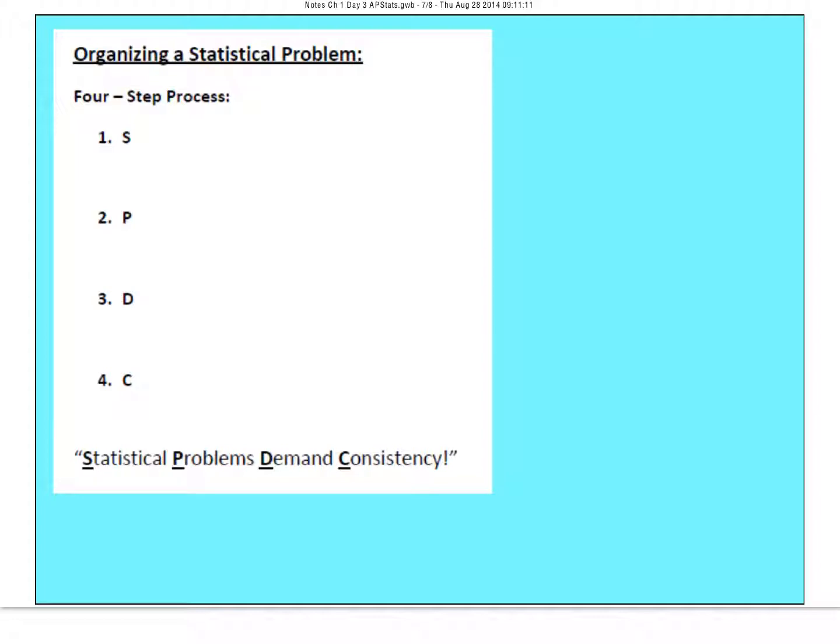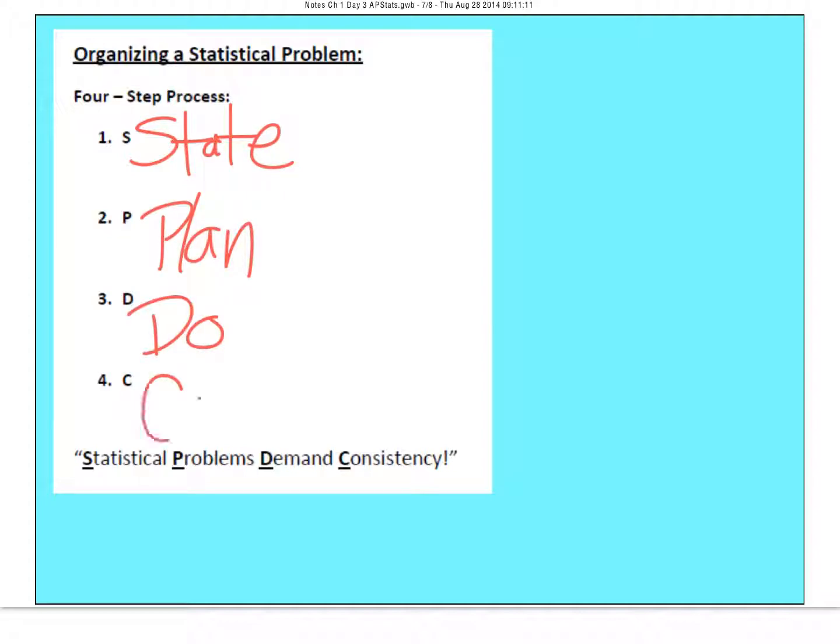So the 4-step process is you're going to state what's happening in the problem. You're going to come up with a plan. You're going to do your analysis, and you're going to make a conclusion. So it's state, plan, do, and conclude. You're going to hear this a lot, and let's do our first problem that uses this 4-step process.